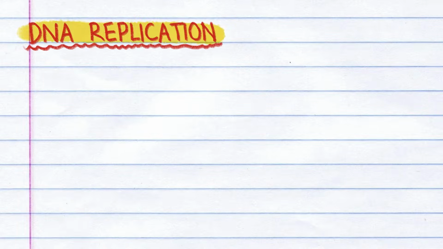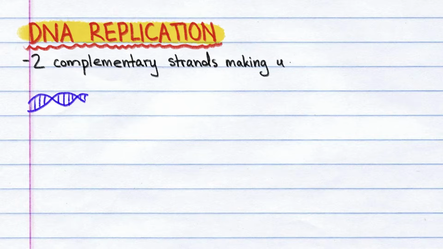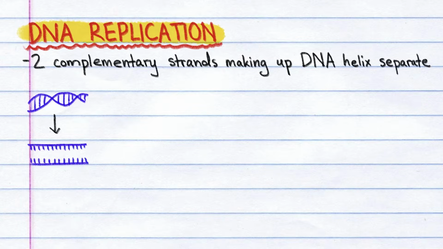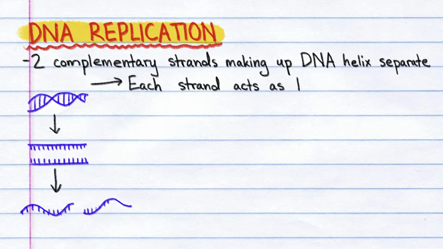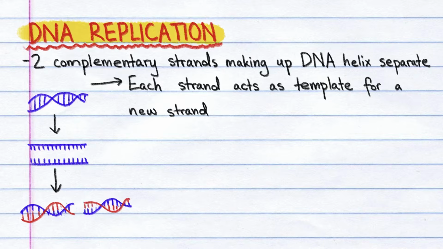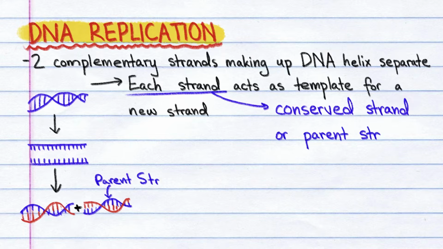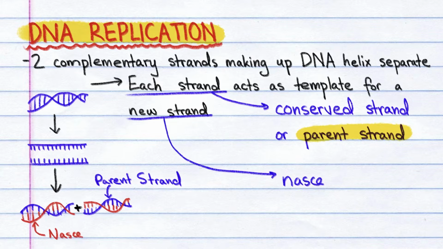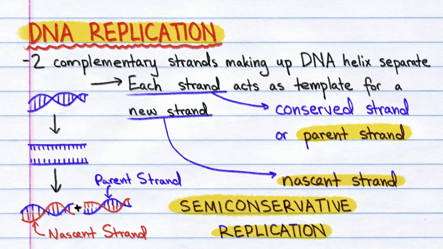During DNA replication, the two complementary strands making up the DNA double helix separate. Each strand then serves as a template for the production of a new strand. Since each of the resulting double-stranded DNA molecules is formed by one conserved strand, called a parent strand, and one new strand, termed a nascent strand, this process is termed semiconservative replication.